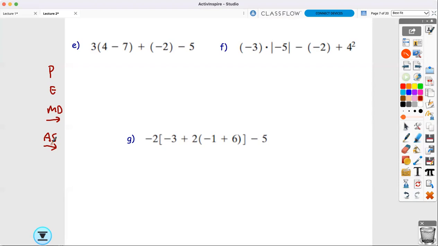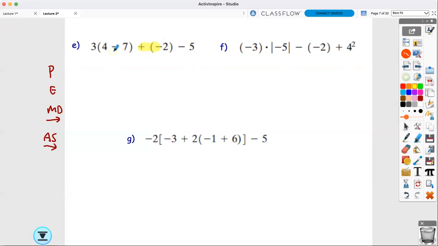All right, let's take a look at E, all right? That was a timer for me to get started. We have this expression, right? We have parentheses, but if you take a look here, we have plus a -2, which is the same logic we're going to apply right now. So let's first do P first. Let's do the parentheses.